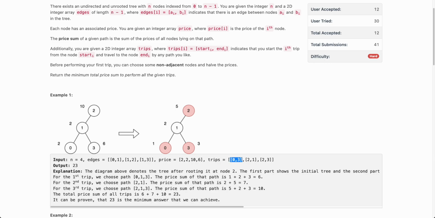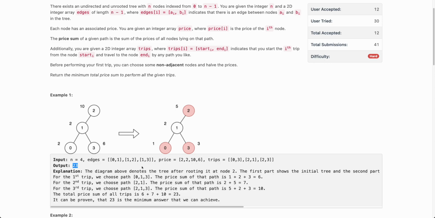Now from 0 to 3, what is the path sum? 0 to 3 path sum would be 1 plus 2 plus 3, 6, right? Similarly, from 2 to 1, what is the price sum? 2 plus 5, 7, right? And similarly, from 2 to 3, it would be 10. So the total price sum would be 6 plus 7 plus 10, which is 23. Now you can try any other possible combination of halving the prices. You will see that you can't achieve a total price sum of less than 23, and hence 23 is our answer, right? So I hope the problem statement is clear.